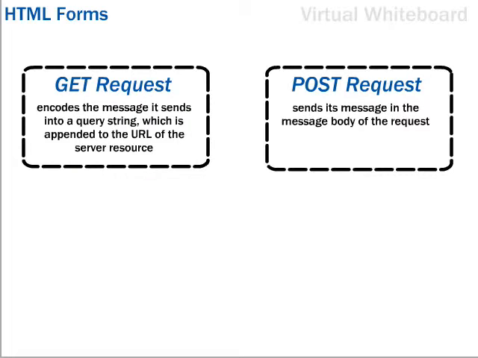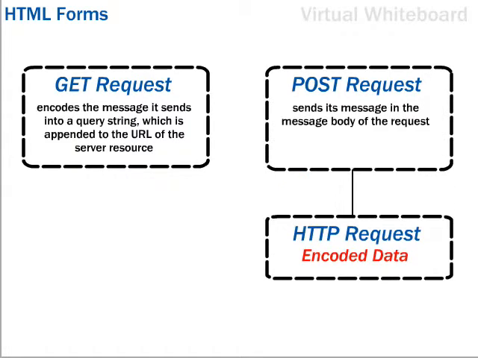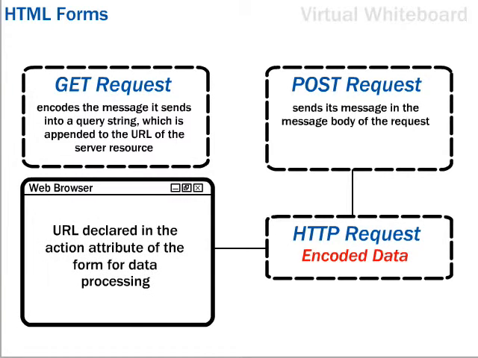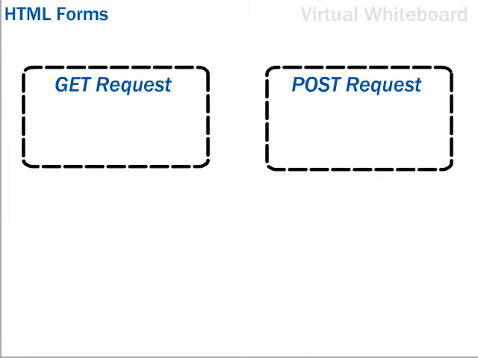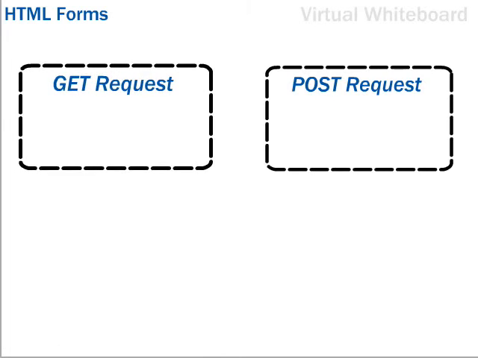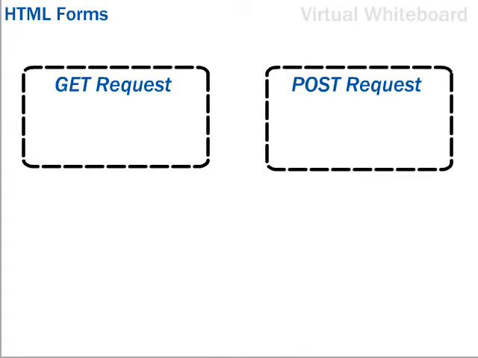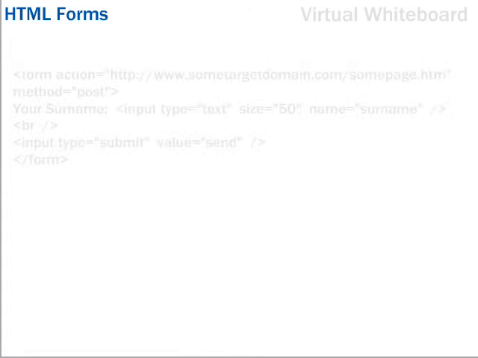What actually happens at this point is that the entered data is encoded and sent via an HTTP request to the URL declared in the action attribute of the form, where the submitted data will be processed in some way. Whether the HTTP request is of type GET or POST and the URL to which the form is sent are both determined in the HTML markup of the form.